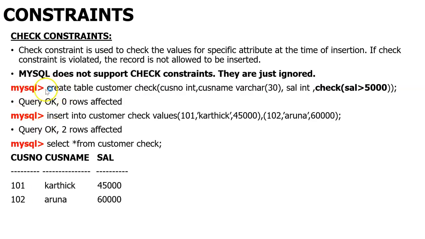So create table with constraint check, for customer number and the other columns you are creating. For salary, you are providing a check constraint. When you insert the salary value, it will check the condition. Whatever value you pass for the salary, it should be greater than 5000. If it is less than that, it will not be inserted and will give an error. So insert into customer check values 101, Karthik, 45,000. The 45,000 will go into condition checking.